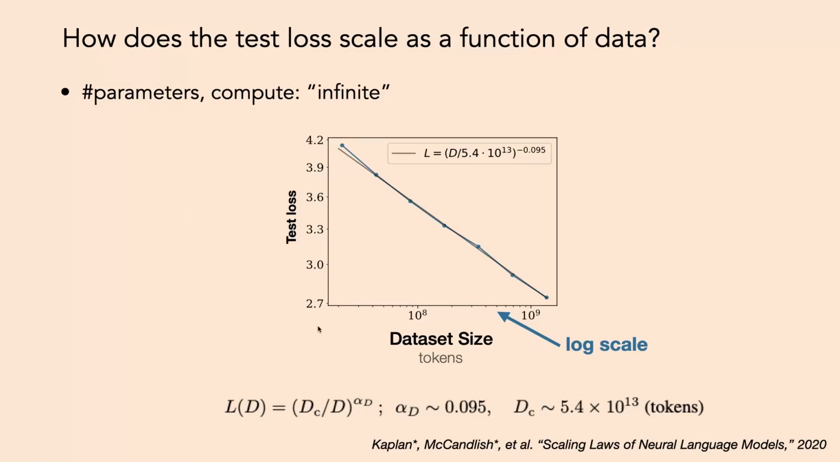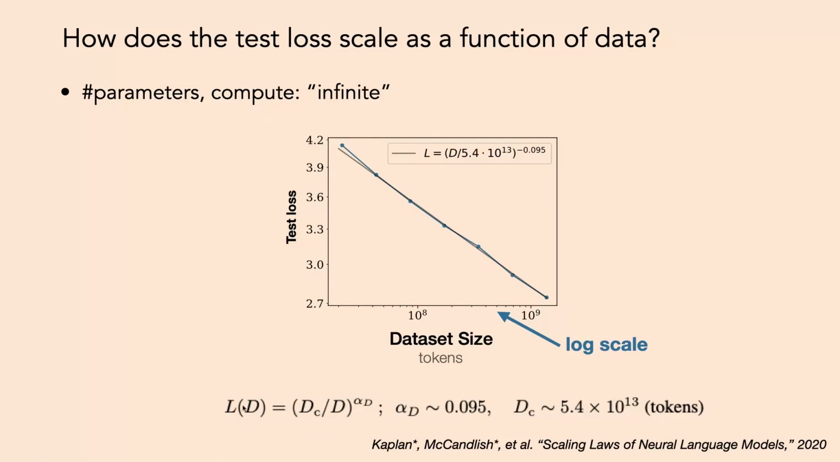Okay, so this is a log-log plot. A power law on a log-log plot looks like a line with a slope which is equal to the exponent of the power law. So there's a great fit. That was the first main finding, that empirically there exists a power law relationship between data set size and test loss. Okay, so what are the equations down here?